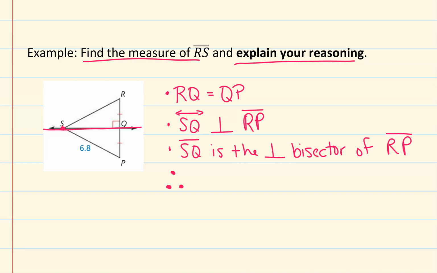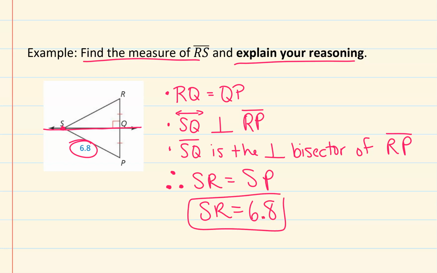These three dots in a triangle mean therefore. So it means I know all of these things, therefore I know that this other thing is true. So we're going to state these, and then we're going to say, therefore, SR is equal to SP, because S is on the perpendicular bisector, so those two things have to be equidistant. And we know that SP is 6.8, so we know SR is equal to 6.8.